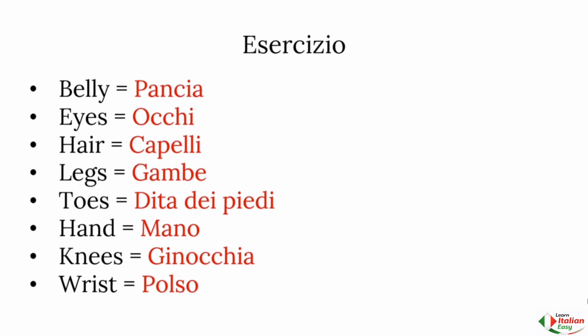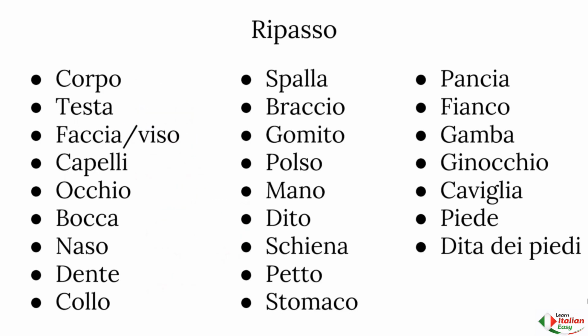Okay? Awesome. So, before ending this lesson, let's review all the vocabulary that we have learned. As usual, please repeat right after me. Corpo, testa, faccia, viso. Remember that faccia is feminine and viso is masculine. Capelli, always plural. Occhio. Of course, I'm indicating here only the singular forms. If you want to check and review the plurals, just return to the lesson, okay?